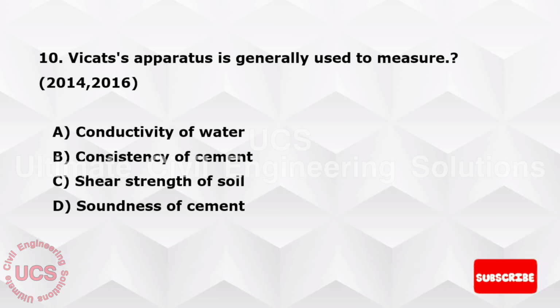Next question: Vicat apparatus is generally used to measure. Options are: option A, conductivity of water, option B, consistency of cement, option C, shear strength of soil, option D, soundness of cement. Answer is option B, consistency of cement.